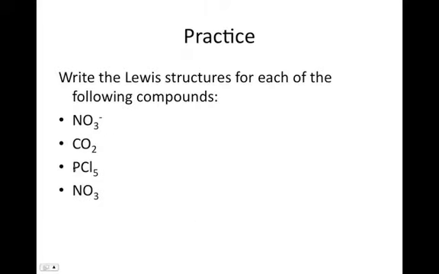So we're going to draw the Lewis structures for these 4 compounds, starting with the nitrate ion, NO3 minus. Well, we've got 1 nitrogen, and nitrogen has 5 valence electrons, and each oxygen has 6, so that's a total of 18, which gives us 23 electrons that we need to deal with, plus this negative gives us 1 more, so that's now 24 electrons that we need to deal with.